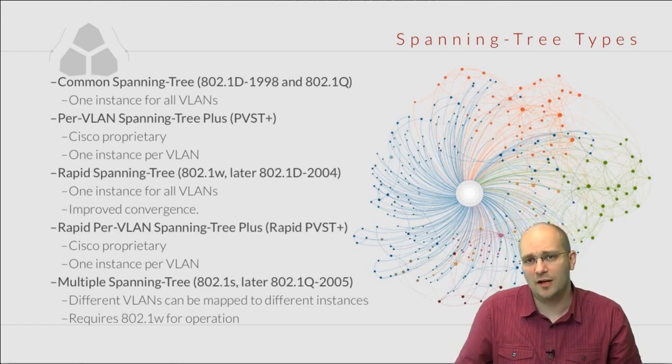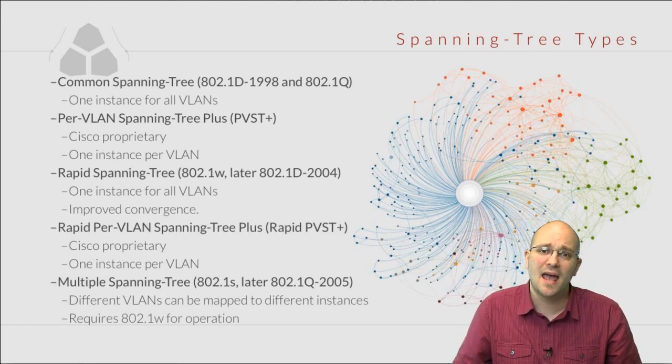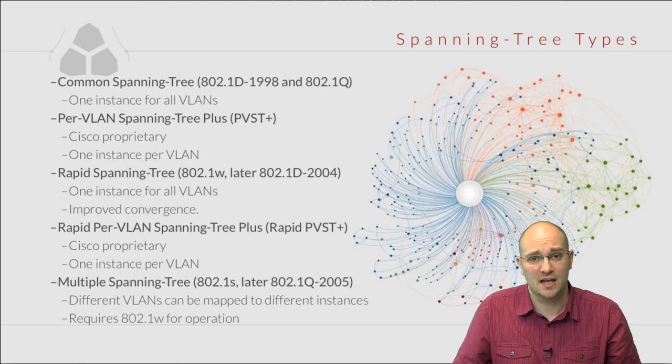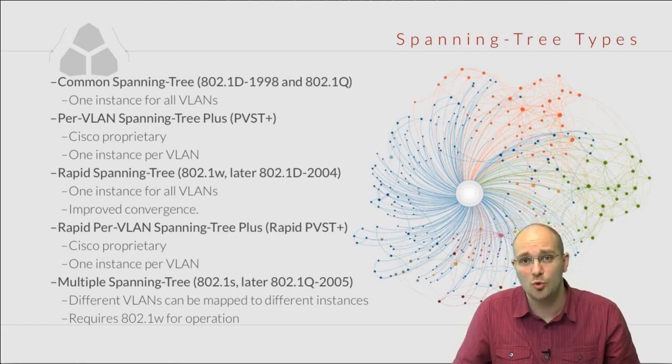IEEE very quickly realized that their approach of a single instance of spanning tree for all the VLANs in the network is not very optimal, and they came up with their solution that they called the multiple spanning tree. This was originally defined in the 802.1s document and later incorporated in 802.1q in 2005. With this approach, multiple VLANs can be mapped to an instance of spanning tree. So instead of a single instance for all the VLANs, we can have, for example, 5 VLANs mapped to instance 1, 10 VLANs mapped to instance 2, and so on.